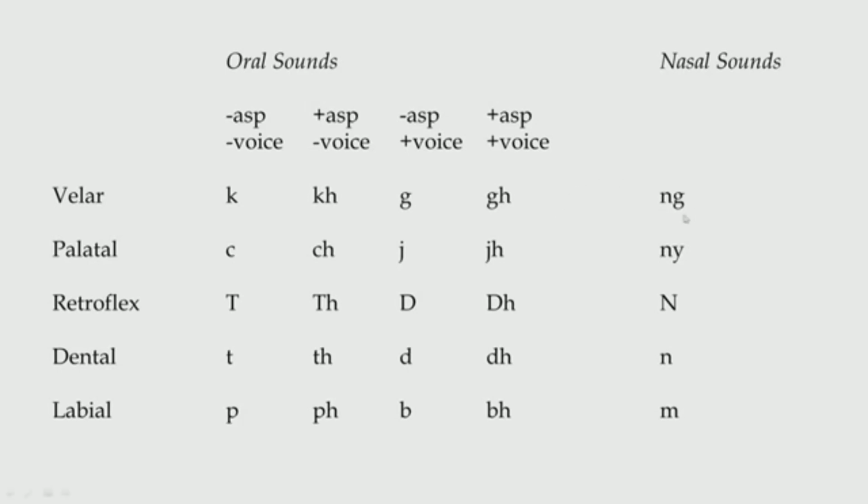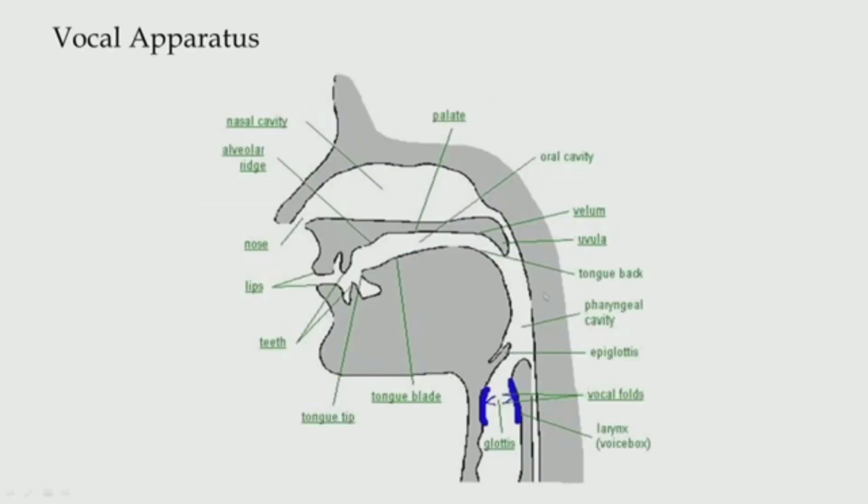For the production of nasal sounds, like n, the uvula is lowered for the flow of air through the nasal cavity, and we get this sound, which is a nasal sound. In other words, this is a velar nasal. The place of articulation is still velum, and we get a velar nasal.